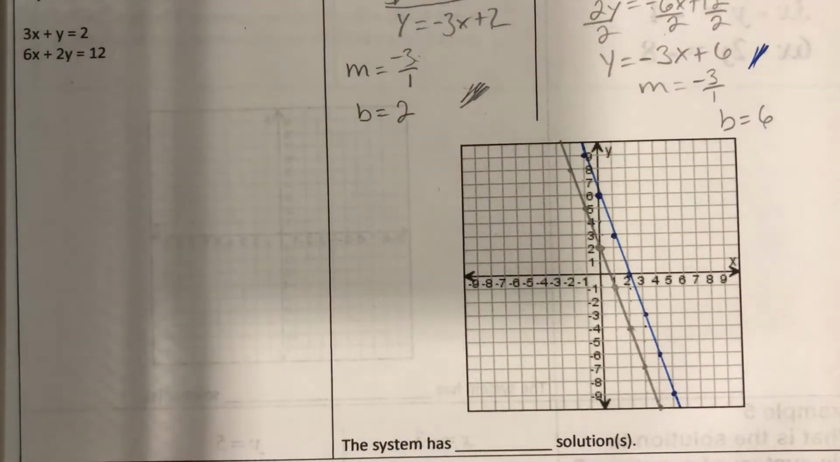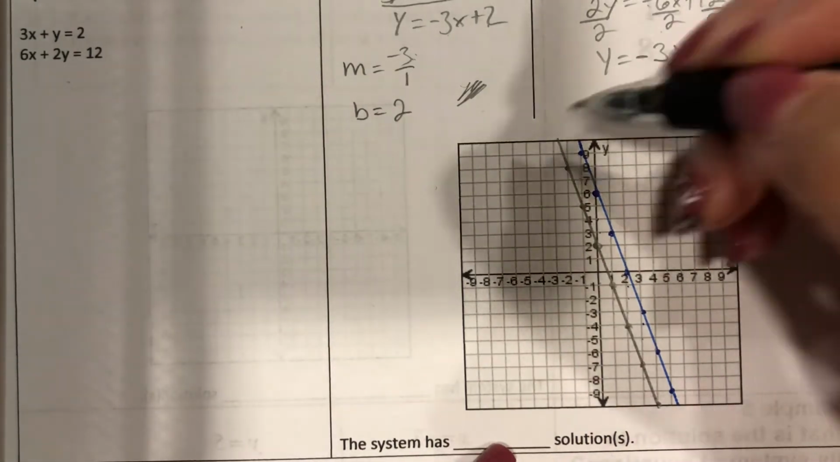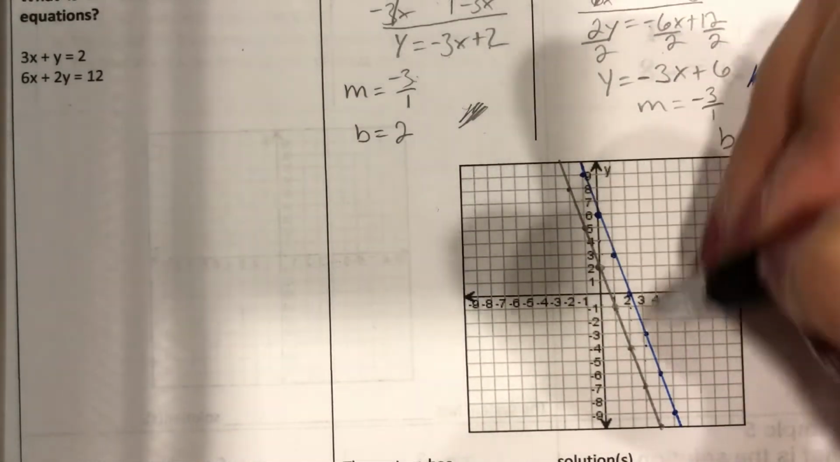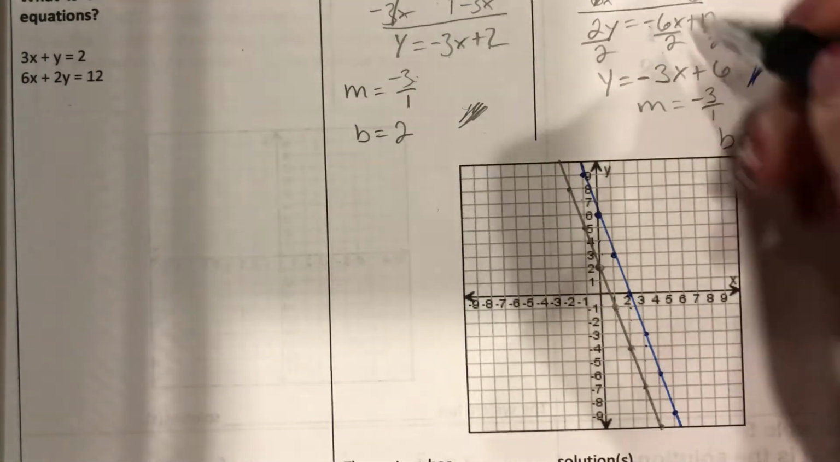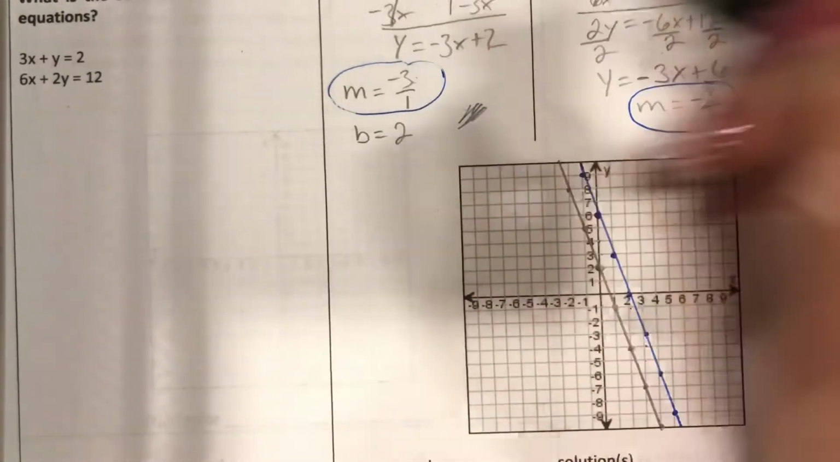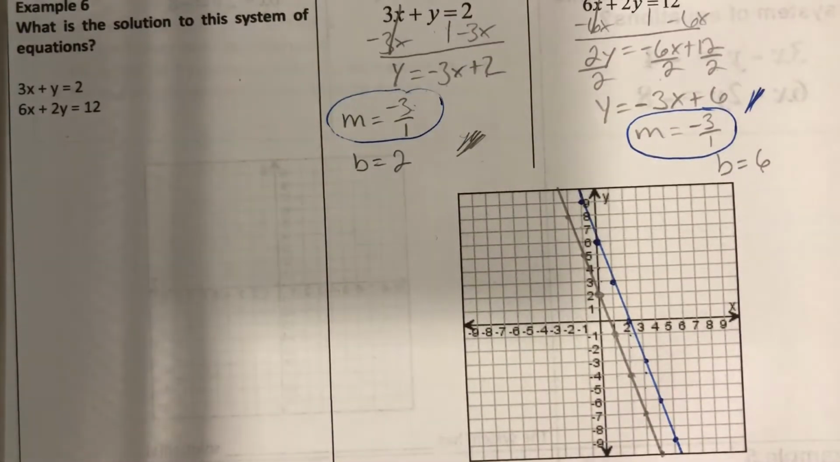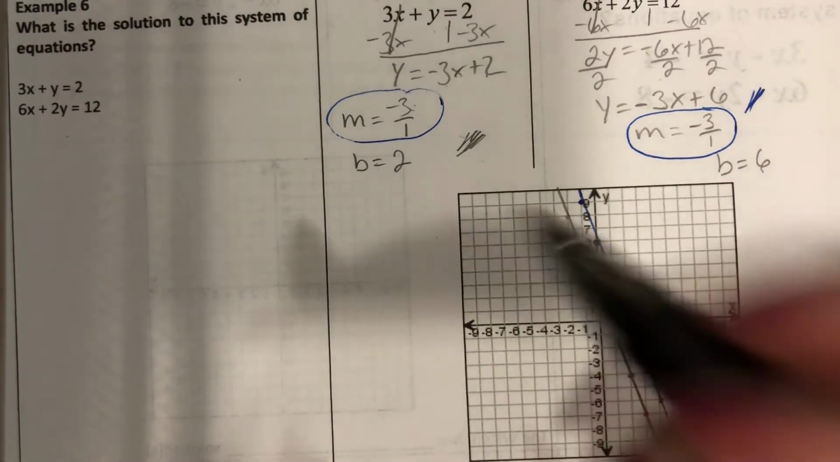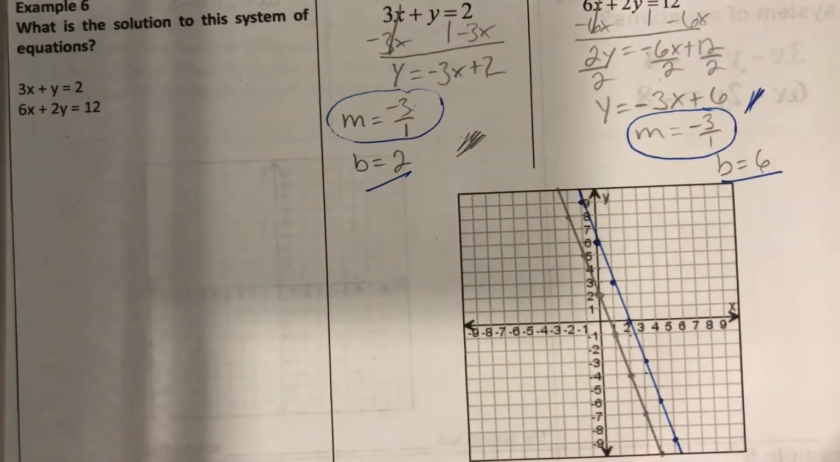No, we didn't. How could I have been able to tell before we even graphed that I wasn't going to have an intersection? Well, by my slopes. What can you tell me about my slopes? My slopes are the exact same. My y-intercepts, on the other hand, are different. All right? So how many solutions am I going to have for this one?